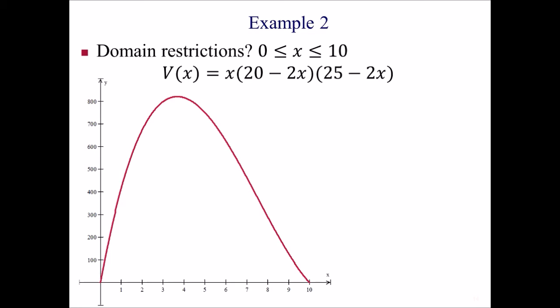Using these domain restrictions yields this sketch for V of x. Note that the curve only goes between 0 and 10. It does have a maximum. Rough estimate, between 3 and 5 is the value of x. The volume is around 800.